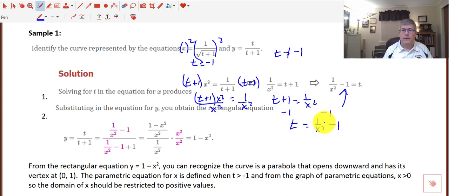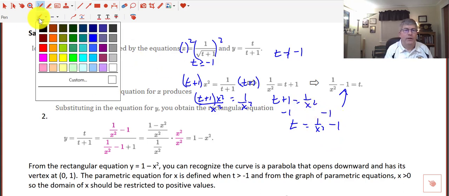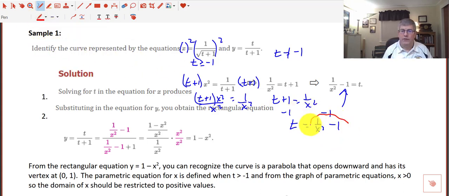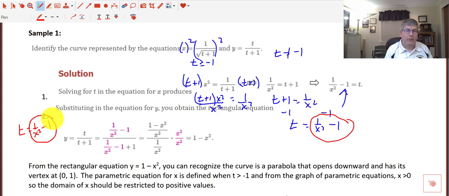So now we know what t is. So what we do is we take that value of t and we substitute it into the other equation. So I take all of 1 over x squared minus 1 and I substitute it into the other equation. So I'm going to move over here to the left-hand side. I know that t equals 1 over x squared minus 1. I'm going to take that value and substitute into the numerator for t, and substitute it into the denominator of y for t. So we end up with 1 over x squared minus 1 in our numerator, 1 over x squared minus 1 plus 1 in our denominator.